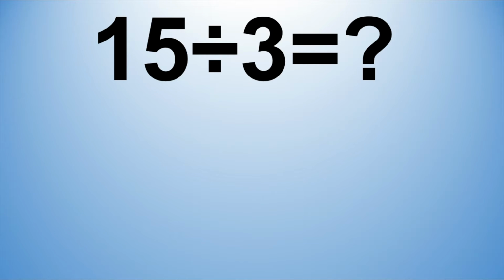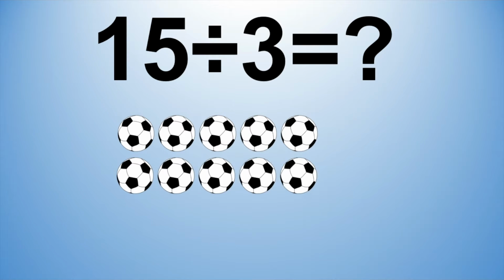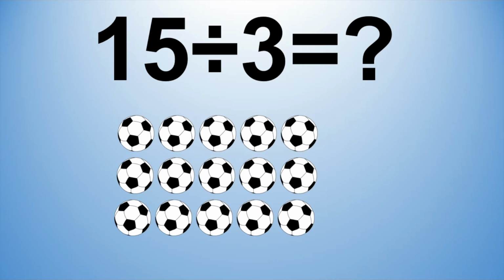So I'm going to get my 15 soccer balls. 1, 2, 3, 4, 5, 6, 7, 8, 9, 10, 11, 12, 13, 14, 15. 15 soccer balls. Now, if you look at the way that I've arranged these soccer balls, they're in an array, aren't they? So the columns are the ones that go down. So I've got 5 columns and I've got 3 rows.